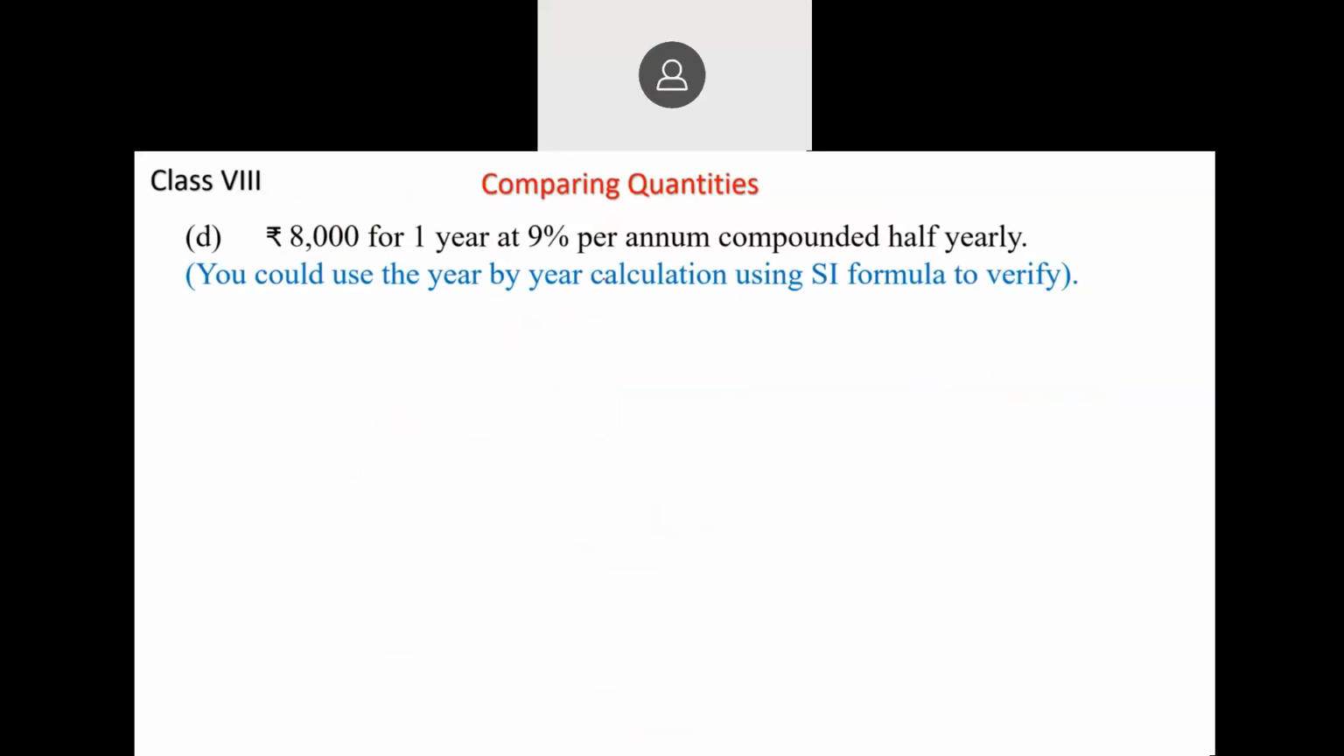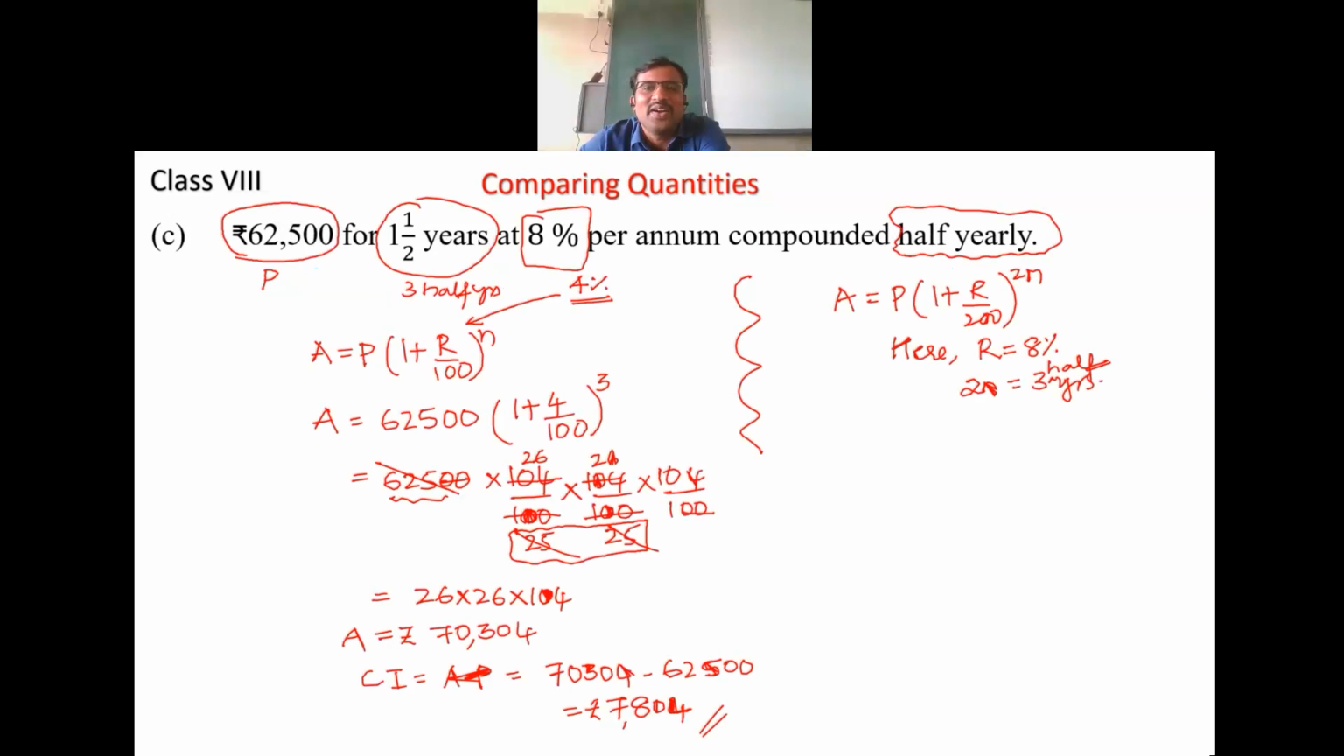I have a doubt, sir. In the last question, we used that formula, but we can use it by the SI formula, sir. We can use it by the SI formula. The thing is, 1.5 years means 3 half years. So 3 times, for every half year you have to calculate. You're getting my point? Yes, sir.